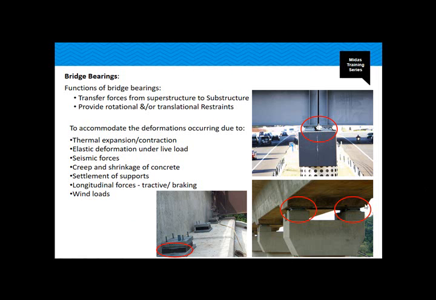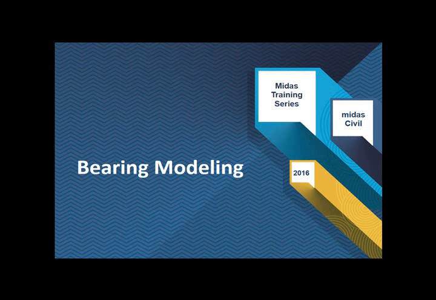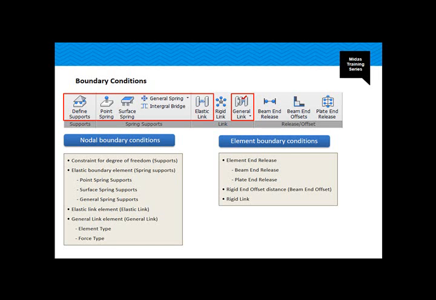These are very important elements that work in the bridge, and for that reason we have to consider them in the model. So how can we consider them in MIDAS Civil? In MIDAS Civil, the bearings are defined using different types of boundary conditions. So in the program, we can define supports, point springs, surface springs, links.